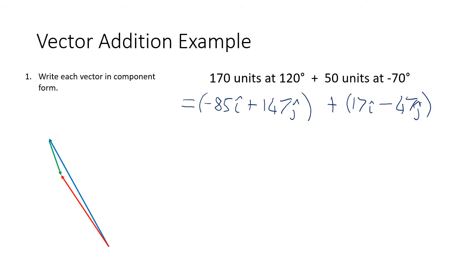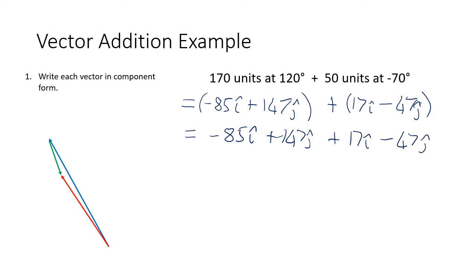Now, all of this is basically addition. We've got a negative 85i, we're adding 147j, we're adding a 17i, and we are adding a negative 47j. So it's all addition. We don't really need the brackets. We can eliminate the brackets there. Negative 85i plus 147j plus 17i plus negative 47j, or minus 47j.